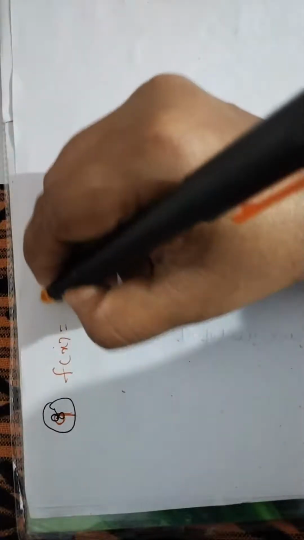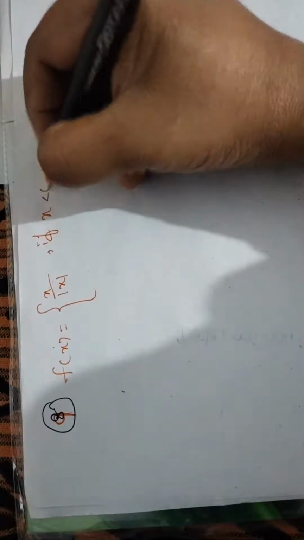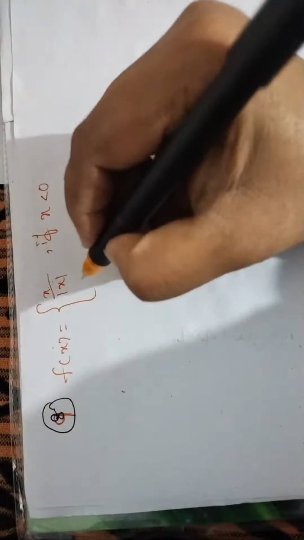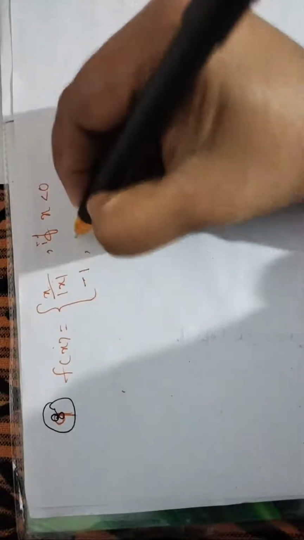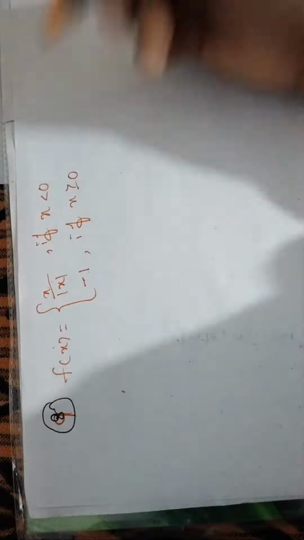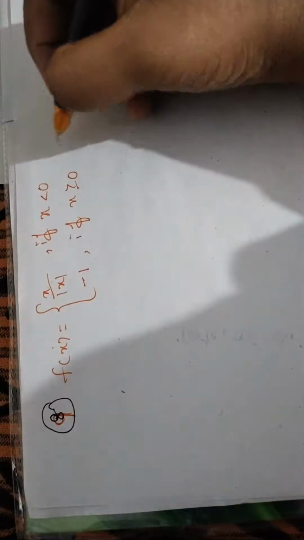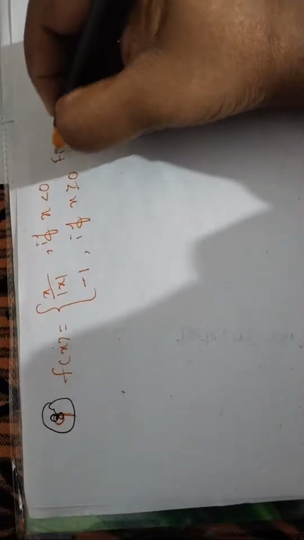F of x is equals to x by mod x if x less than 0, minus 1 if x greater than or equals to 0. Now find discontinuity of all points. Find discontinuity.